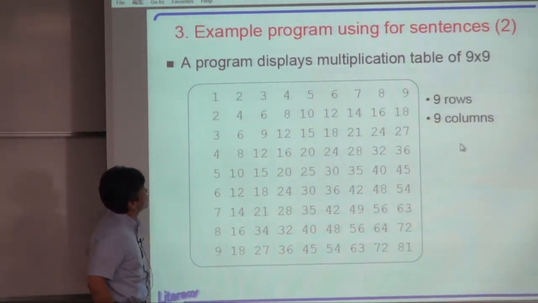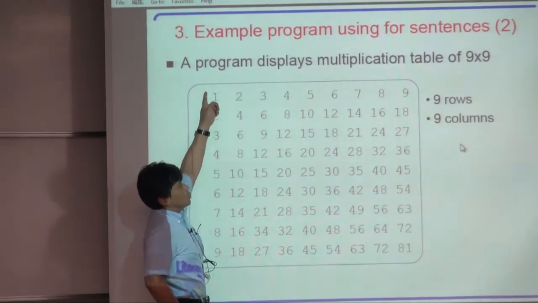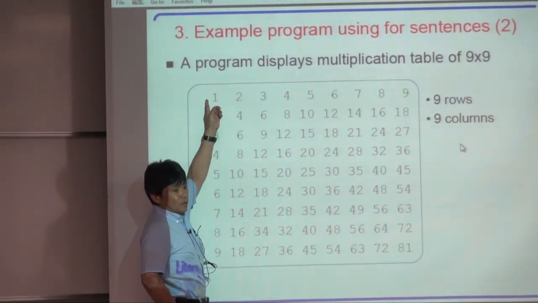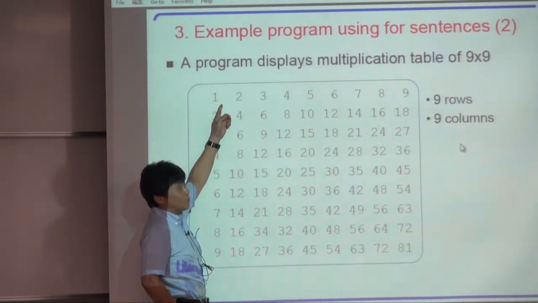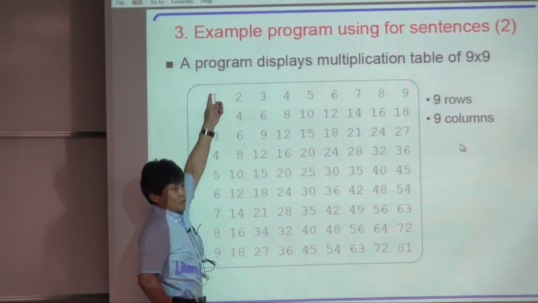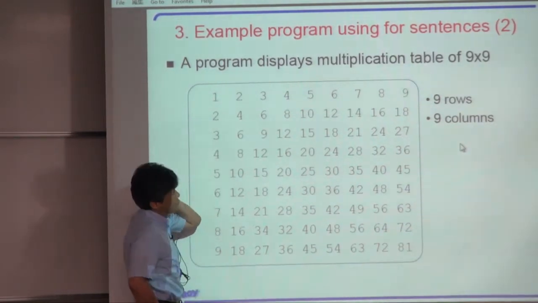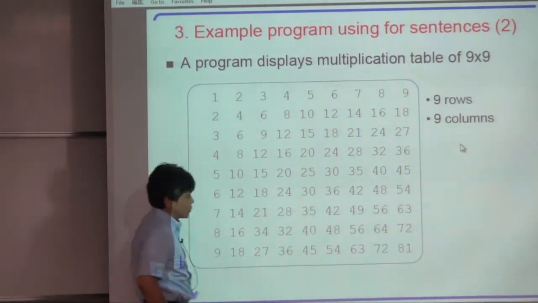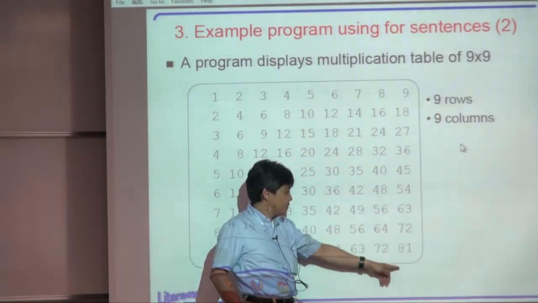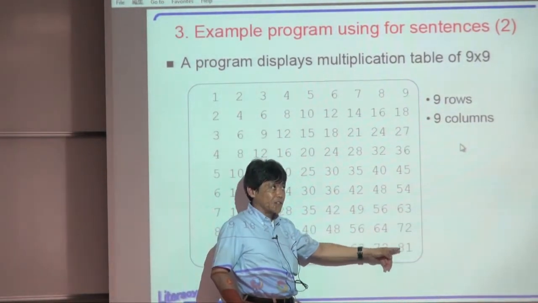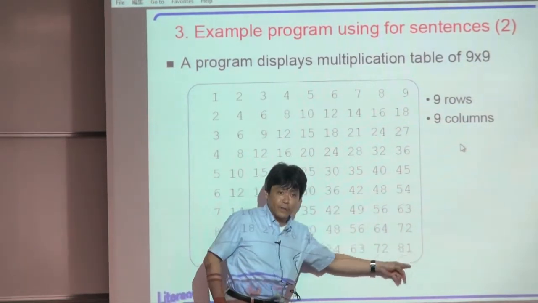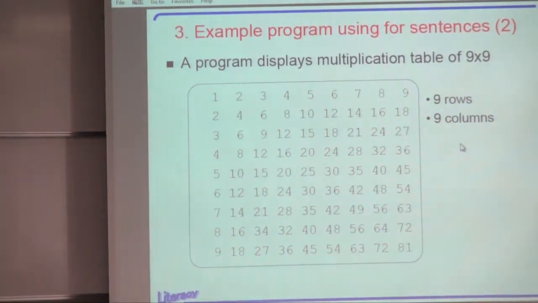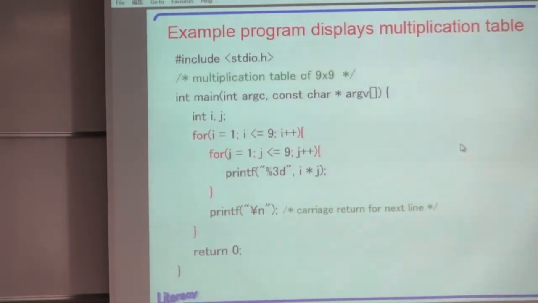So if i is 1 and j is 1, i by j becomes 1. So this value will be calculated. For example, 81: i is 9 and j is 9. So in this case i by j becomes 81. So in this way, you can calculate the contents of this table.